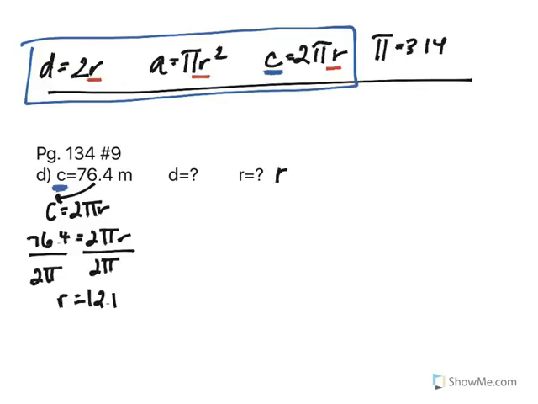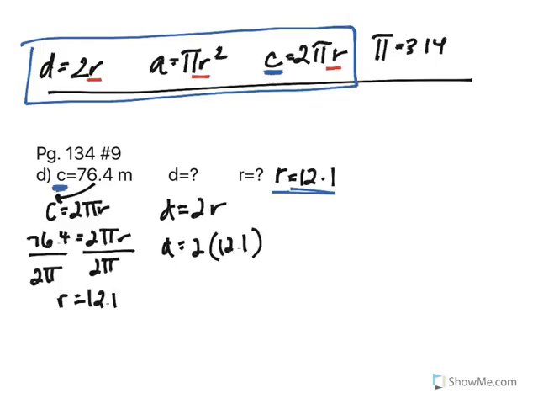So r is 12.1. Now they also ask us for the diameter. If we need d, we're going to have to look up the equation for d, which is up here, and it says d, or diameter, equals 2r. We have r, we just found it, it's over here. So I'm going to plug that into my equation, and I get d equals 2 times 12.1.